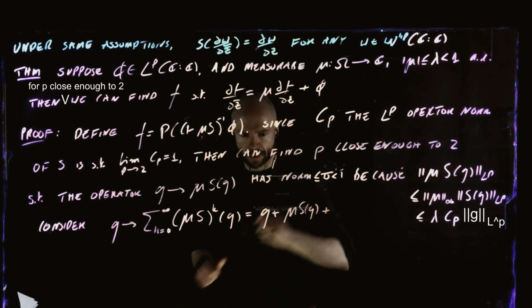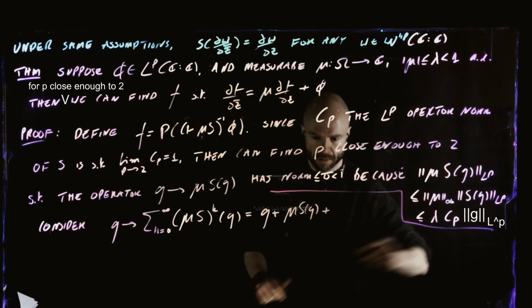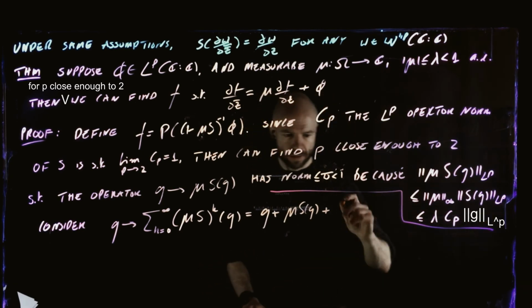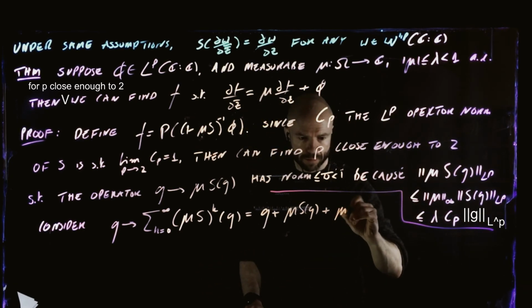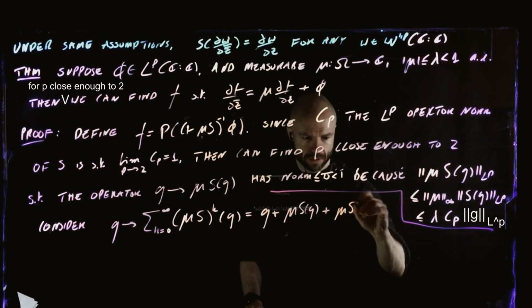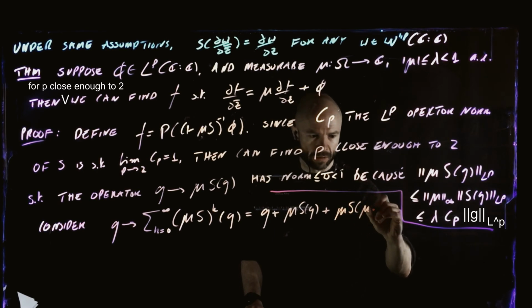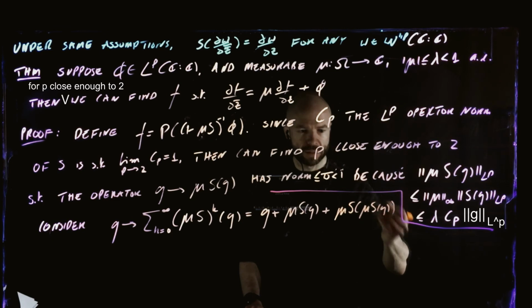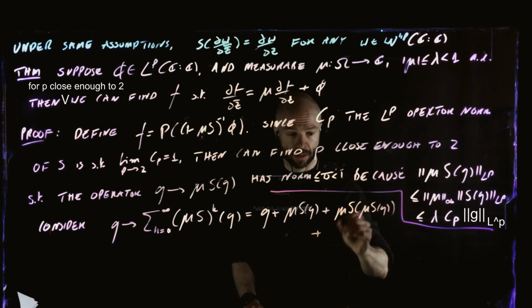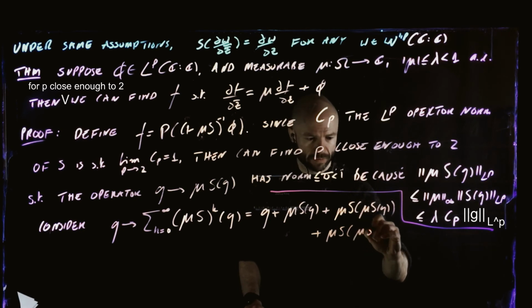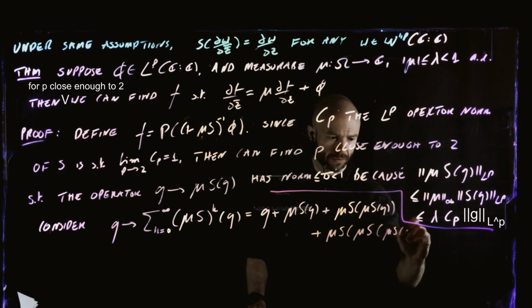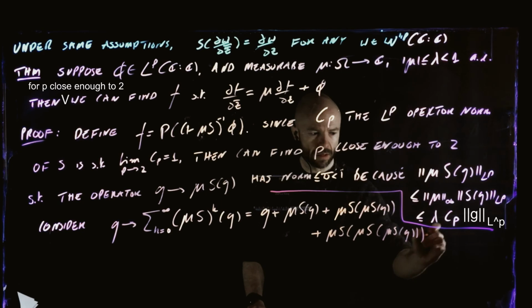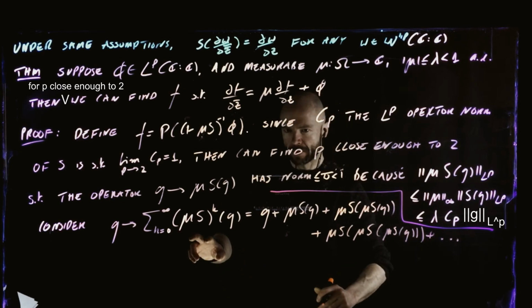And then the next thing will be mu of S of mu of S of G, and so on and so on. And the next thing will be mu of S of mu of S of mu of S of G. Okay? That's what I mean by this infinite expression right here. Yeah?